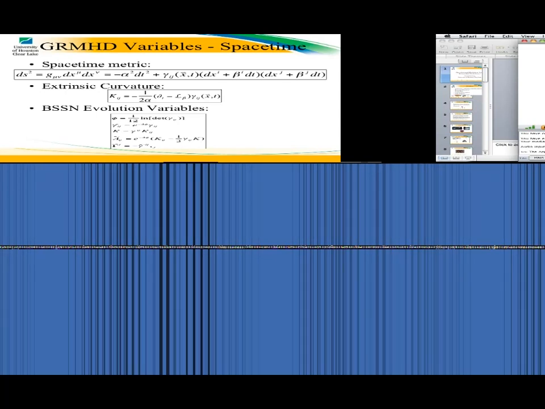Those are only made-up variables that are convenient for calculation. Is it anything physical? Well, it's not physical, it's mathematical.